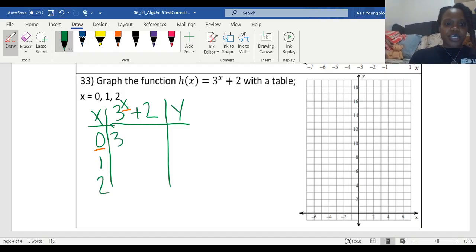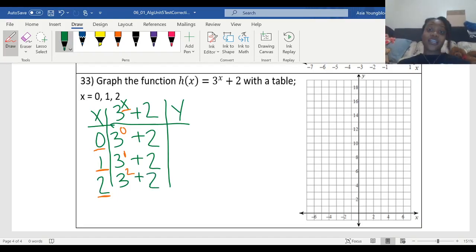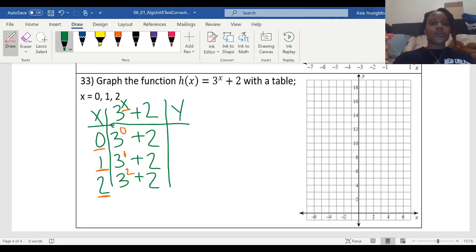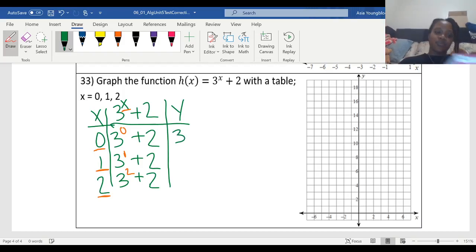So we're going to have 3 to the 0 power plus 2. In the next row, we're going to have 3 to the first power plus 2. In the last row, we're going to have 3 to the second power plus 2. Now we can type these into our calculator to see what y values we're going to get. 3 to the 0 plus 2 gets us 3. So our y value is going to be 3.